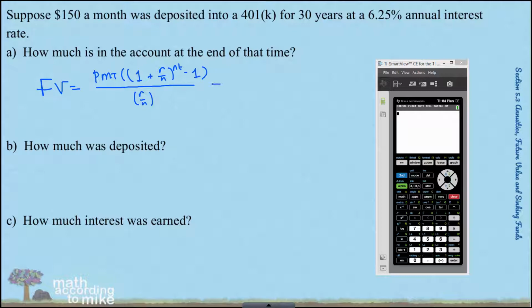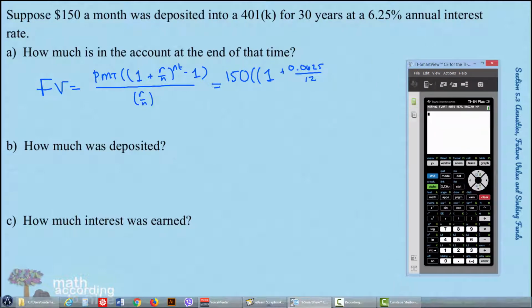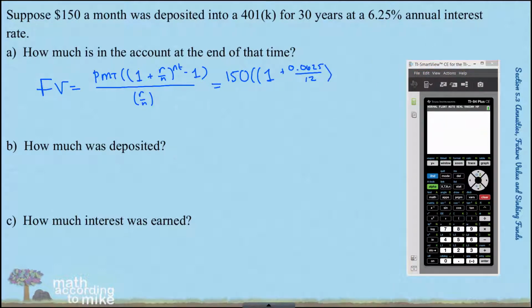Sorry. So we're putting $150 away at an interest rate of 6.25% monthly. Notice it does not say compounded monthly, and it doesn't have to because we're dealing with ordinary annuities in our book. Raised to the 12 times 30, minus 1, all over r over n.